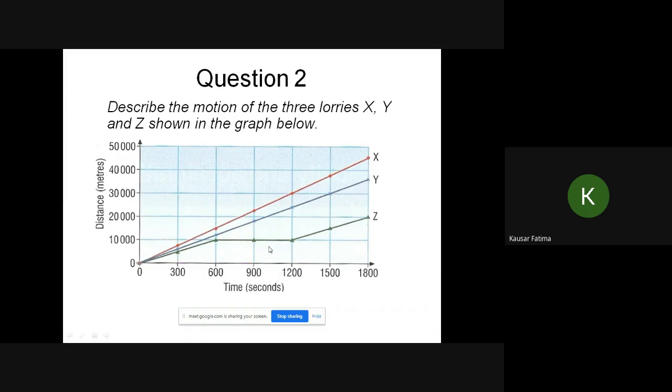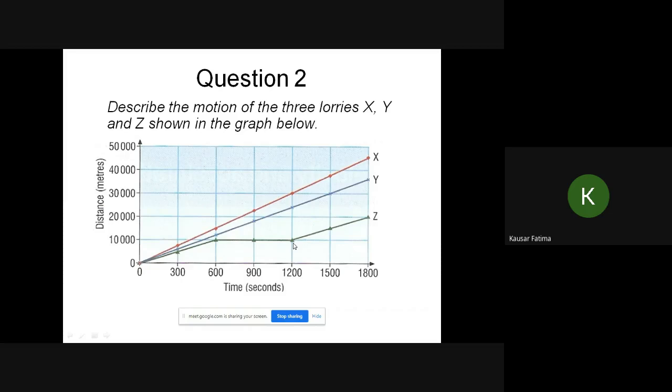Motion of x is a little bit different. It is moving with constant speed up to 600 seconds of time, and then it stays. It does not move. This portion of the graph which is parallel to the x-axis means no change in the distance with the time. Time is changing, but the distance is still 10,000 meters. It means the body is stopped. Okay, for how long? 1200 minus 600 means for a further 600 seconds the body does not move.